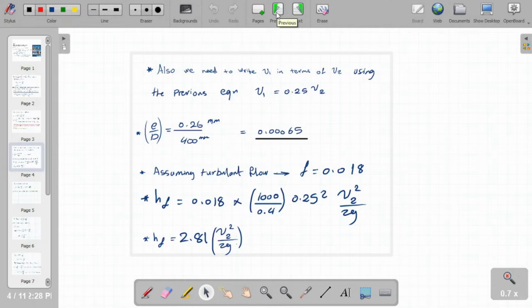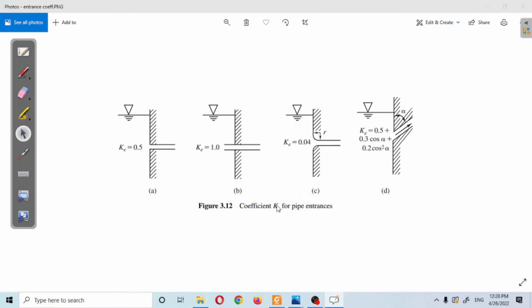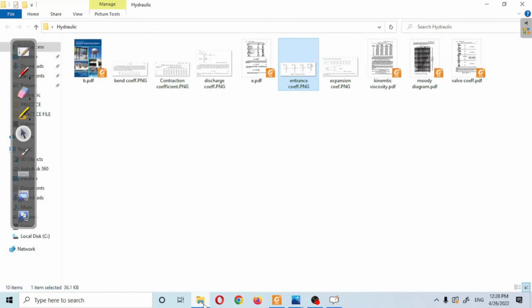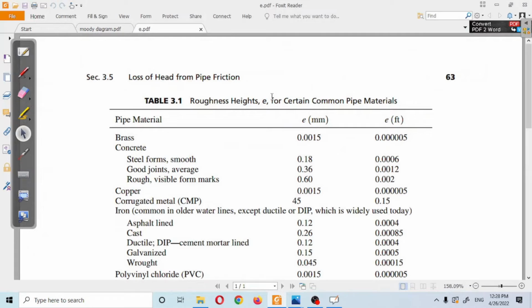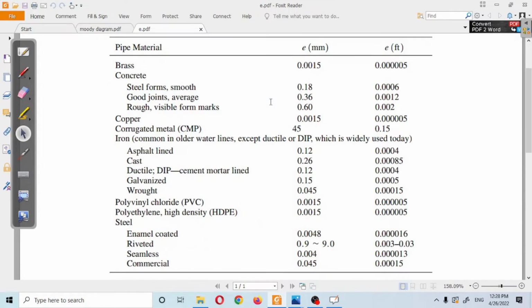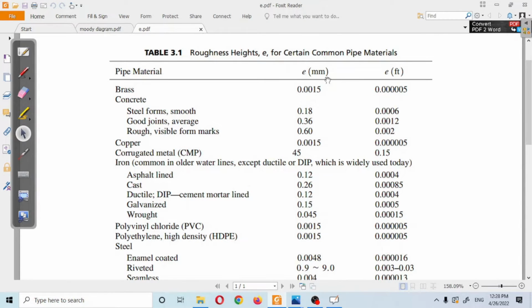Of course, we're going to have to also rewrite V1 in terms of V2 using the previous equation, which still applies: V1 is equal to 0.25 V2. Now, the E over D, the E is the roughness, which can be found from the book, page 63. You can go here and find the roughness height E. The problem mentions a cast iron pipe, so we have 0.26.